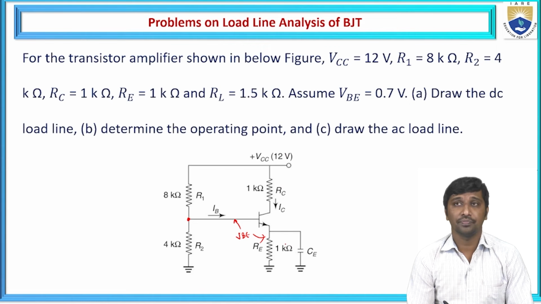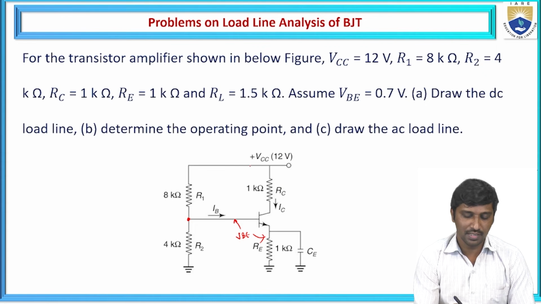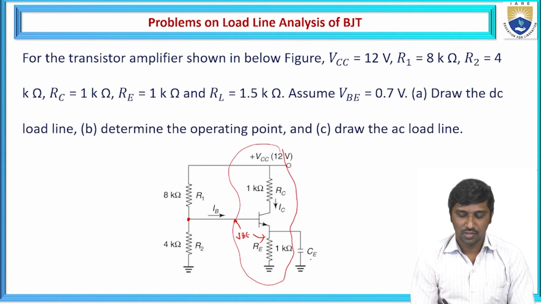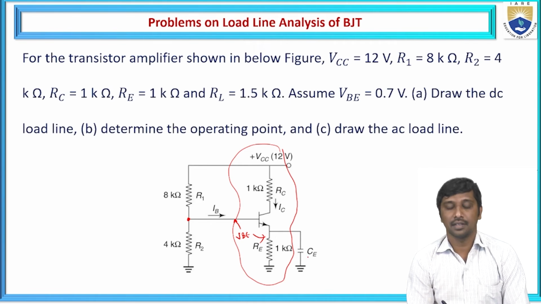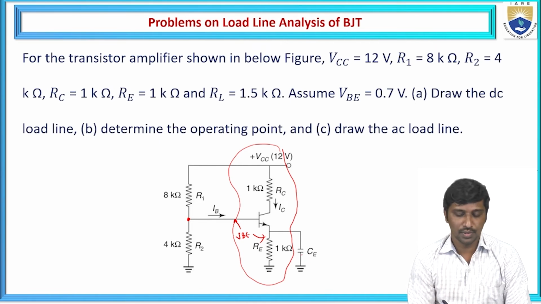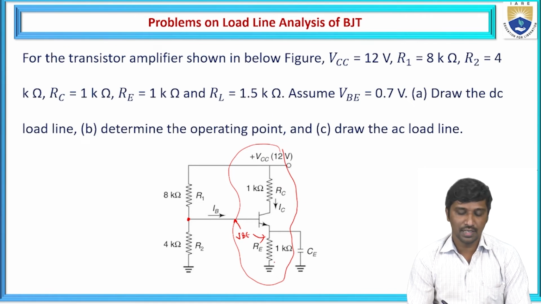Now, first we need to find out the DC load line. We know that in the absence of the AC signal, we need to do the DC load line analysis at the output side. So we need to consider this point. This capacitor CC is removed. Why? Because under the DC condition, this capacitor acts as an open circuit. Hence, we need to take from the VCC node to the lower potential.